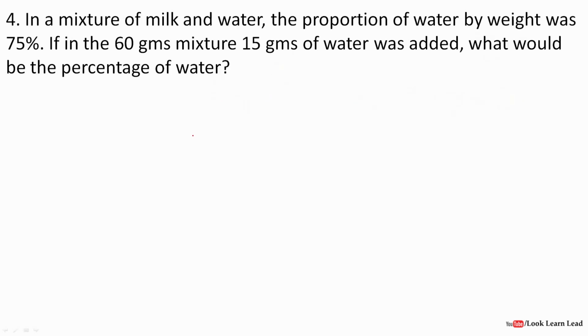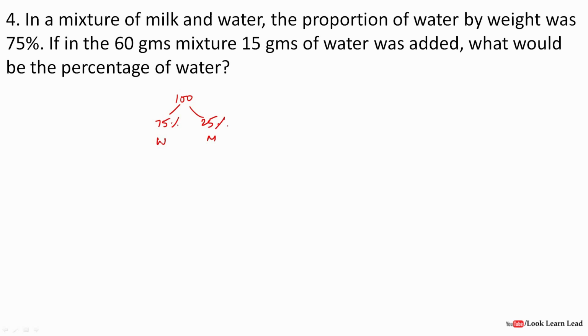Next. In a mixture of milk and water, the proportion of water by weight was 75%. Suppose it is 100%. In this 100%, 75% is water, and 25% is obviously milk. If to 60 grams of the mixture, 15 grams of water was added, what would be the percentage of water? So we are talking about the percentage of water only.